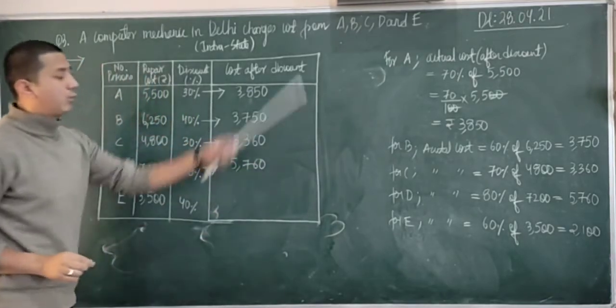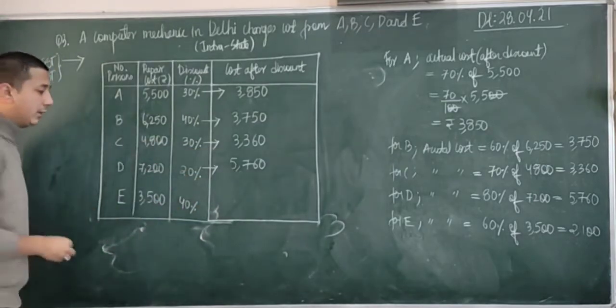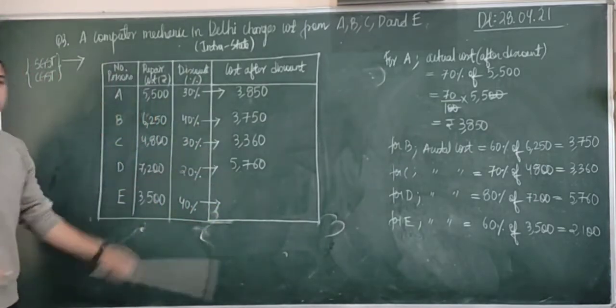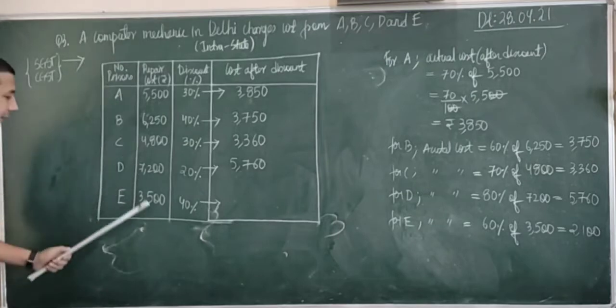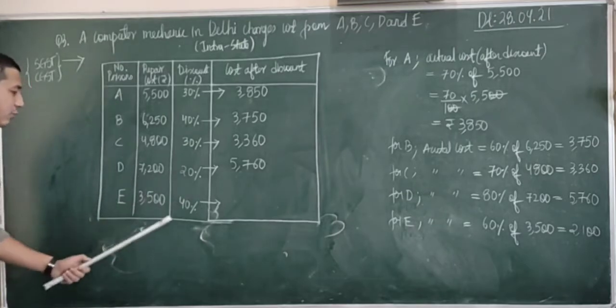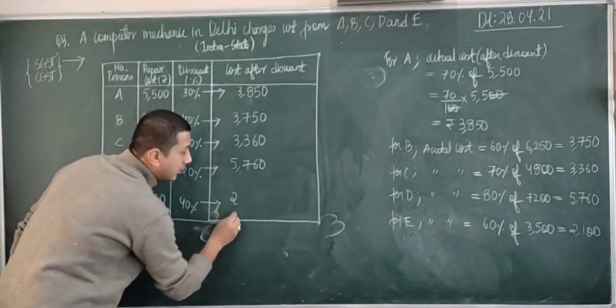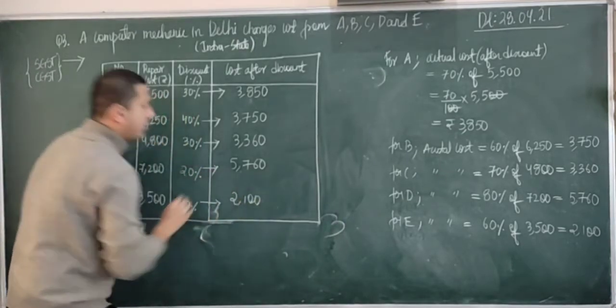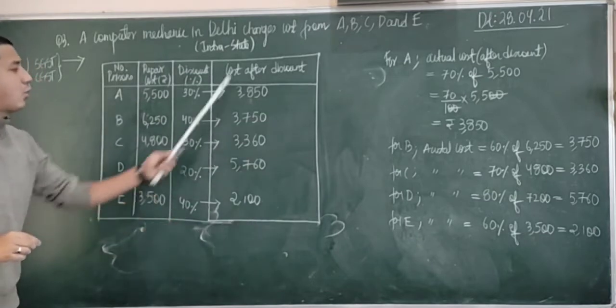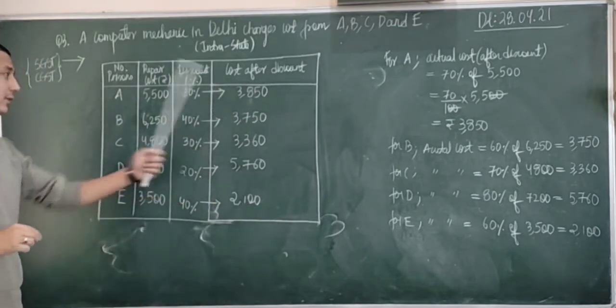5,760. I cannot show the whole calculation. The video will be very lengthy. Okay. You know how to calculate the percentage. For E, the mechanic is giving 40% discount. So E has to pay 60% of 3,500, which will be 2,100. So these are the final cost, okay, after the discount.